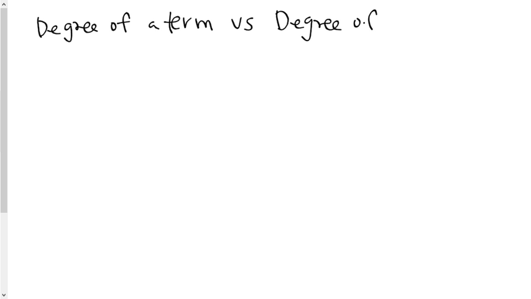Okay, let's talk about something kind of important here. Let's talk about the difference between what's called the degree of a term versus the degree of a polynomial or binomial, trinomial, etc. So the degree of a term means the degree of a monomial or a term, and the degree of a polynomial means a binomial, trinomial, quadrinomial, quintinomial, and so on. So let's start with the degree of a term.